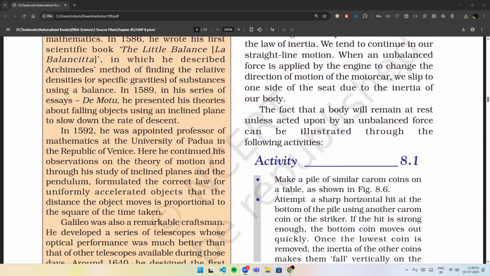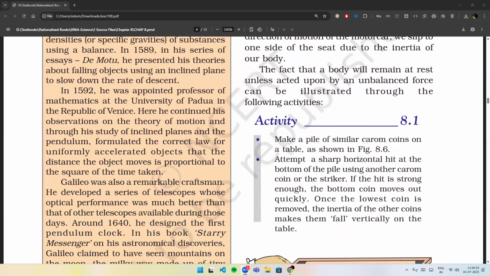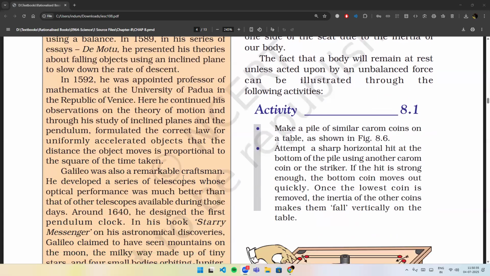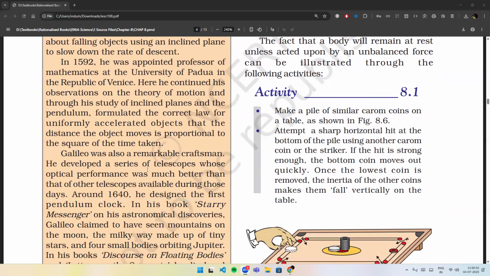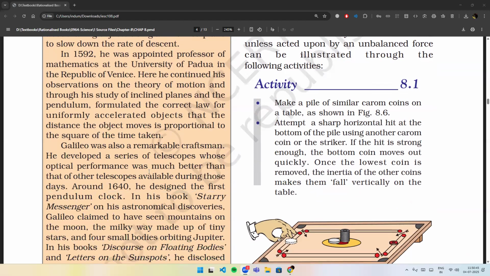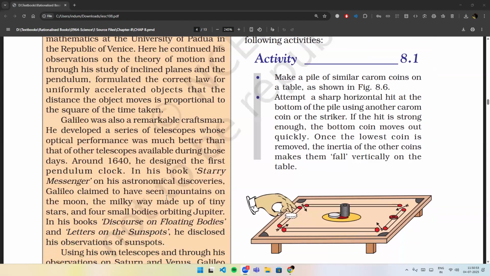In 1592, he was appointed professor of mathematics at the University of Padua in the Republic of Venice. Here he continued his observations on the theory of motion and, through his study of inclined planes and the pendulum, formulated the correct law for uniformly accelerated objects: the distance the object moves is proportional to the square of the time taken. Galileo was also a remarkable craftsman.